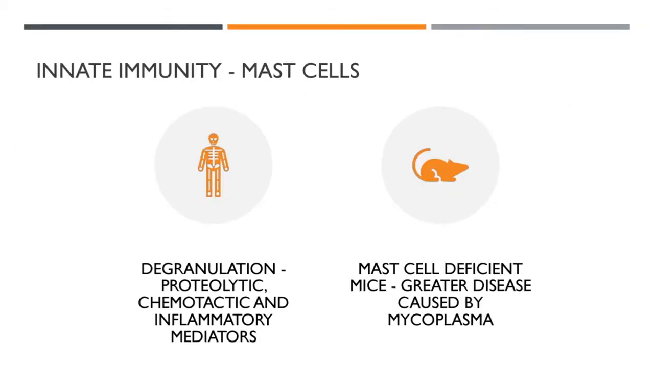Mast cells found along the respiratory surface are critical in the event of infection, as degranulation of these cells releases several proteolytic, chemotactic, and inflammatory mediators, which destroy the pathogen and stimulate an appropriate immune response. One study showed that when exposed to mycoplasma, mast cell deficient mice developed comparatively greater clinical disease, such as severe bronchitis and pneumonia, than their healthy counterparts.